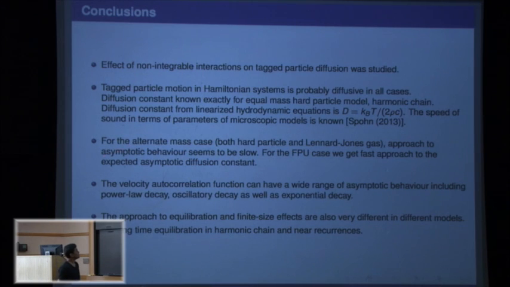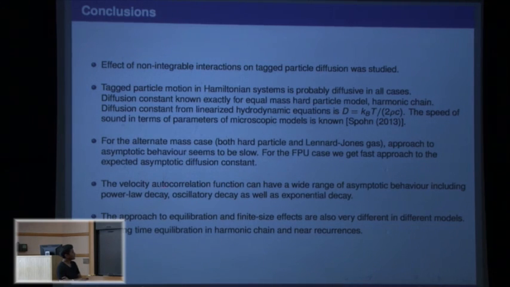Okay, so some other differences for the alternate mass case: like I showed, the approach to the asymptotic behavior for the diffusion constant seems to be really slow. For the FPU case, I showed you get the expected diffusion constant really fast. But for the alternate mass case, even though it is known to have much better ergodicity properties, for this particular quantity the asymptotic behavior seems much harder to see.